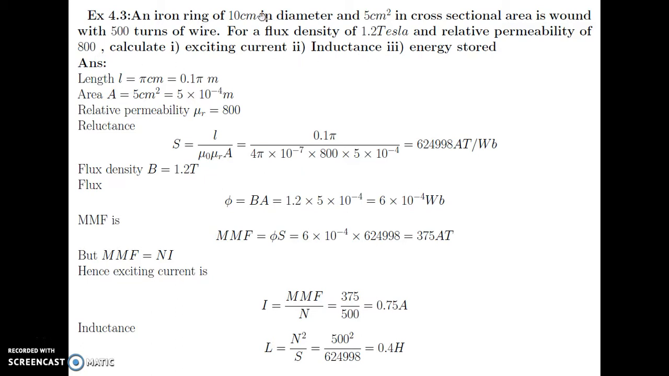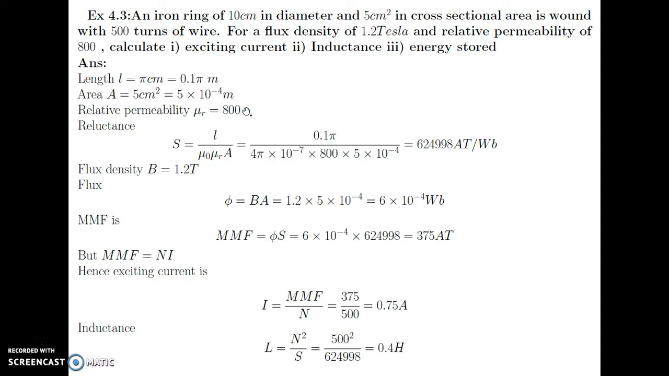Here the length is not directly given. The diameter is given as 10 centimeter. So length of the magnetic path is L equal to pi into 10, that is 10 pi centimeter, that is 0.1 pi meter. And the area is equal to 5 centimeter square, that is 5 into 10 raised to minus 4.